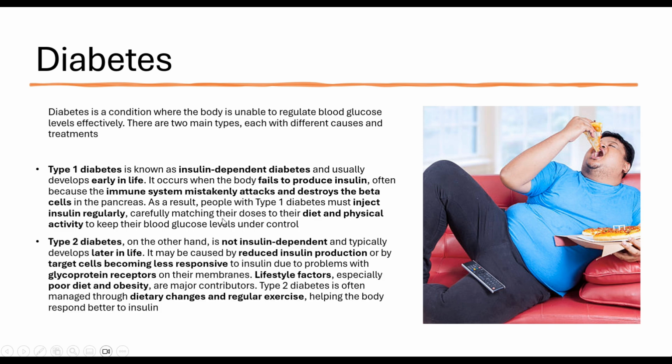Type 2 diabetes, on the other hand, is non-insulin dependent and typically develops later in life. It may be caused by reduced insulin production or by target cells becoming less responsive to insulin due to problems with glycoprotein receptors on their membranes. Lifestyle factors, especially poor diet and obesity, are the major factors.